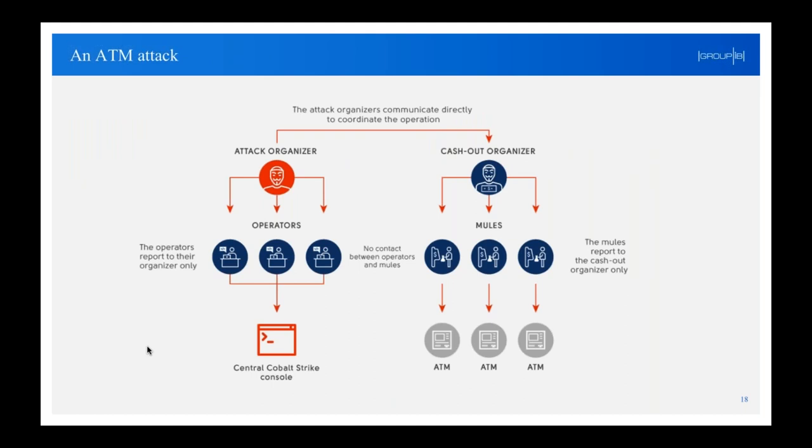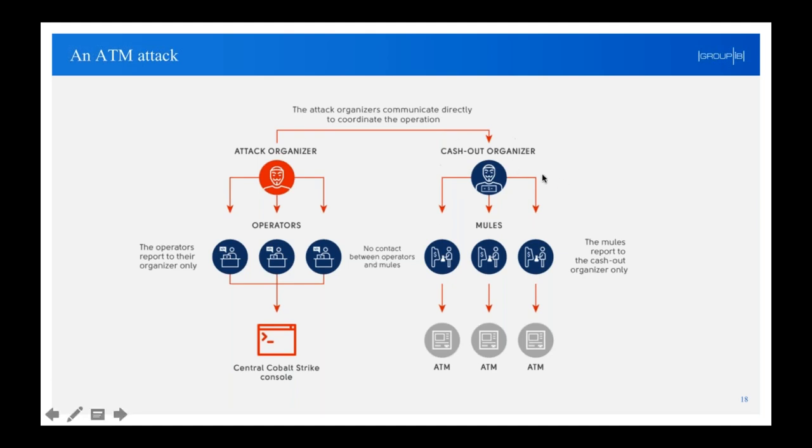So how do we typically see attacks on ATMs? What do the organizations look like? At the top of any organization, we have the attack organizer, typically one or two individuals creating the scheme and hiring the different operators. In Cobalt's case, based on the number of different incidents that we saw in a short period of time, we believe there was more than one operator conducting the activities. Generally, they potentially didn't understand exactly what operation they were conducting, but operated the central Cobalt Strike console. They, of course, had no contact between the operators and the mules.